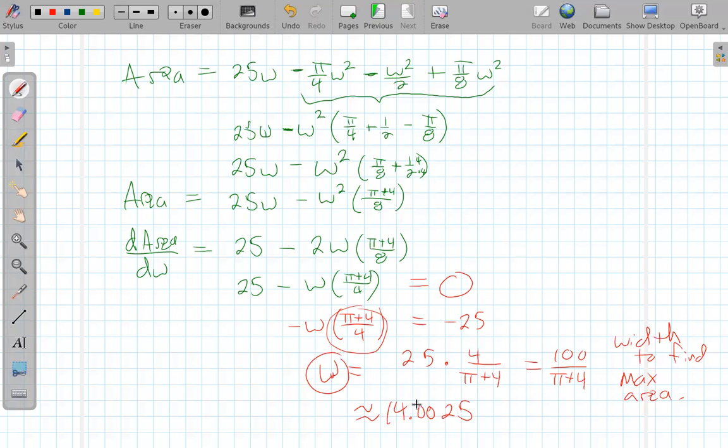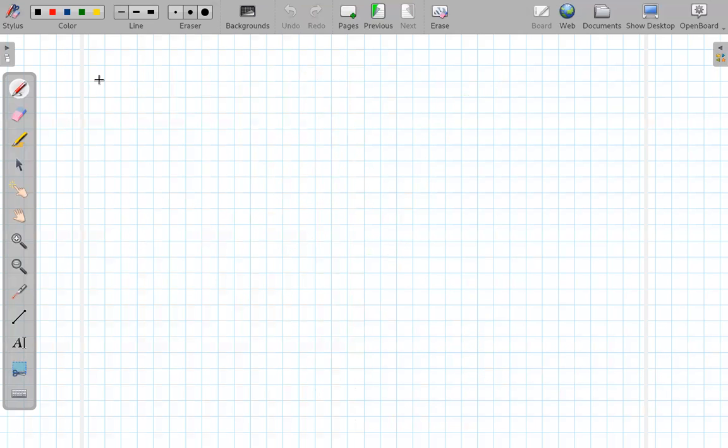All right, so then we got to backtrack. So we have a width. So let's put it all together. So our width is 100 divided by pi plus 4, which appears to be about 14.0025. To find the area, we need the height also, and then we can get the area.